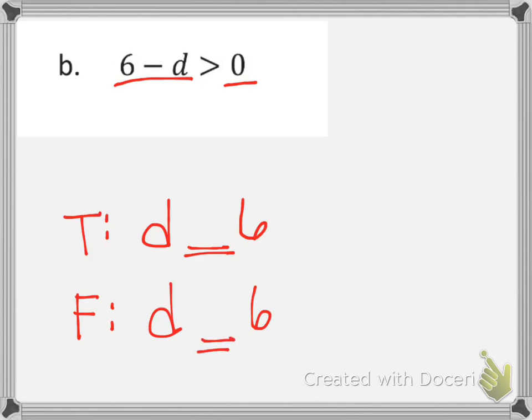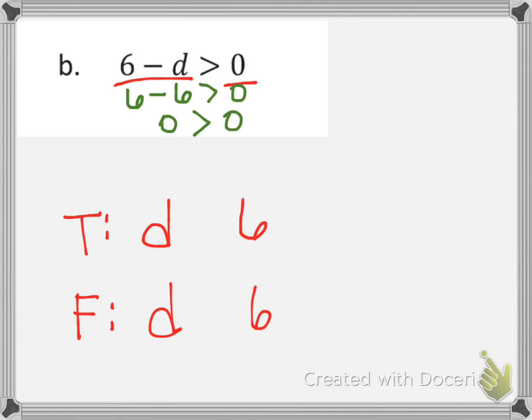So I need to know what my signs are, and that's what I'm going to work on. My first thought is, what if d is 6? Let's start there. If d is 6, I can rewrite this inequality and it would say 6 minus 6 is greater than 0. So 6 minus 6 is 0, and my statement now reads 0 is greater than 0.